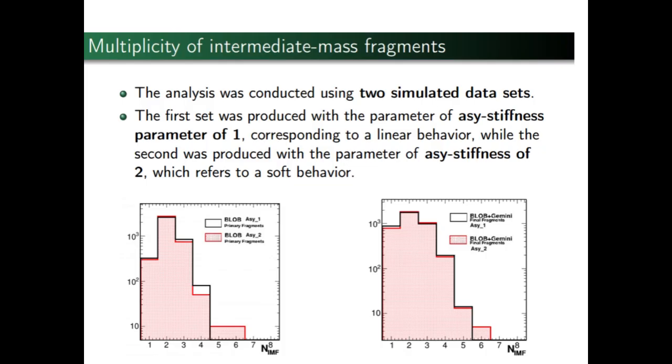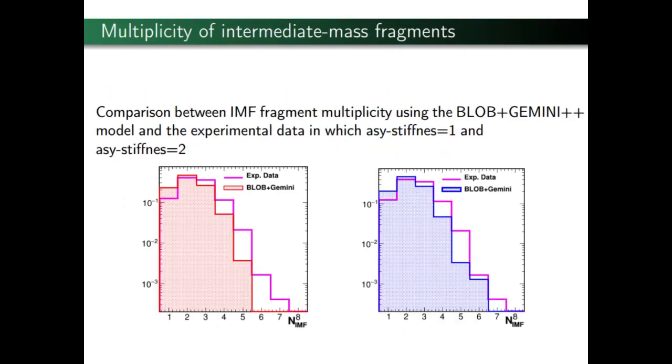By comparing with experimental data, we obtain the following. The red graph represents asy-stiffness equal to 1, while the blue graph represents asy-stiffness equal to 2.